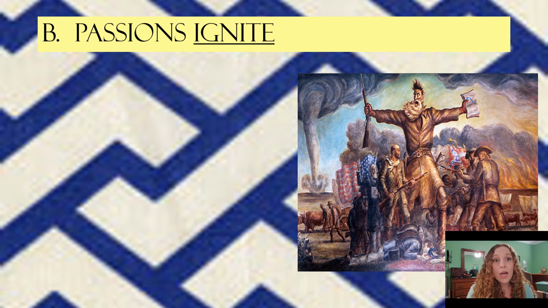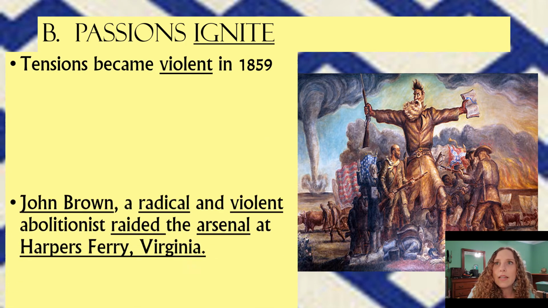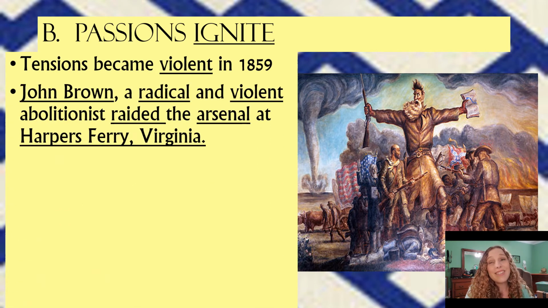Now things become further tense and further potentially violent, and really the time for compromise seems to have passed after 1859, when there's a near violent incident. It doesn't actually erupt in violence, but it almost does, when an abolitionist called John Brown tries to lead a slave revolt.